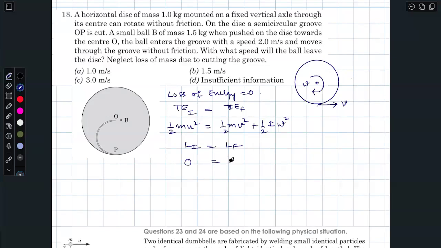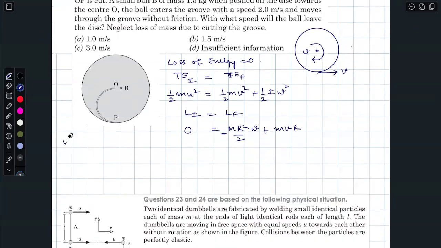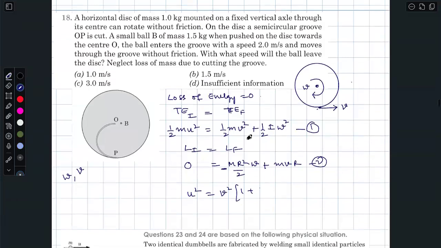L final is m r square by 2 omega plus m v r. Okay, so now what are the unknowns? Omega is an unknown, v is an unknown. You have two equations. By solving these two equations, you will get a condition that u square is equal to v square times 1 plus m r. Yes, actually, I don't know whether they gave anything about it, right?